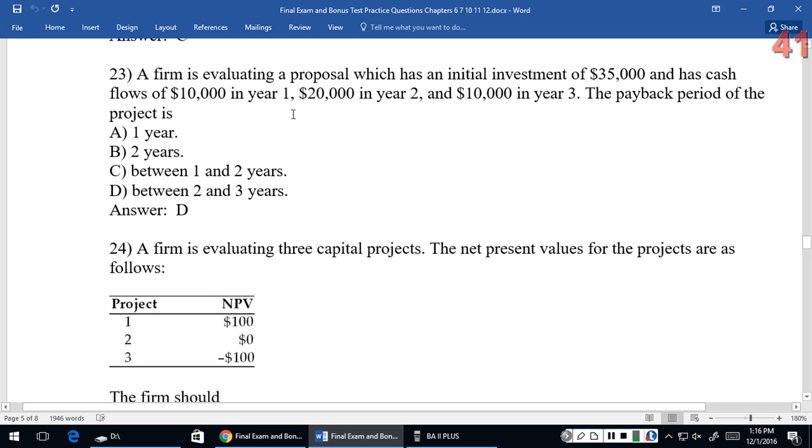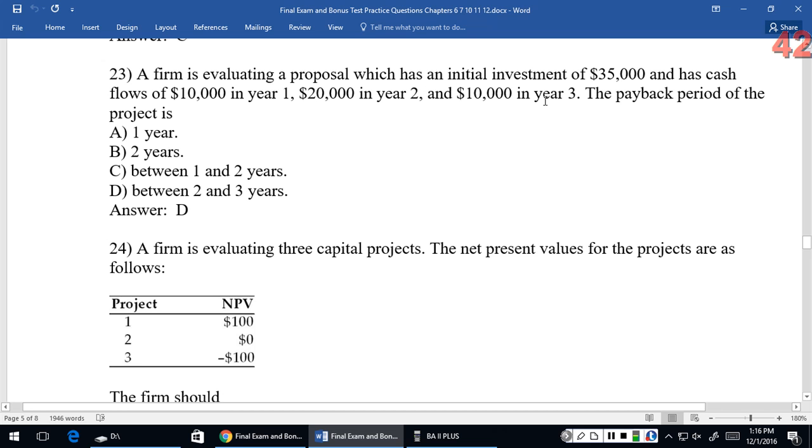The payback period is pretty straightforward. With the payback period, we simply start adding up the cash flows to see when it's going to pay for itself. So the first year, it doesn't pay for itself. The second year, we're up to 10 plus 20, which is 30,000. So we can see that the project is going to pay for itself somewhere between year 2 and year 3.